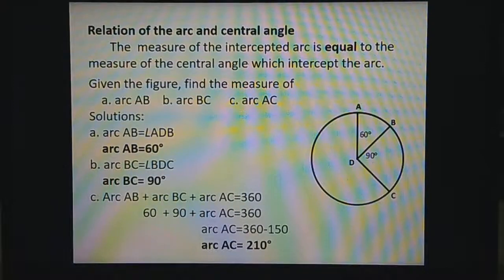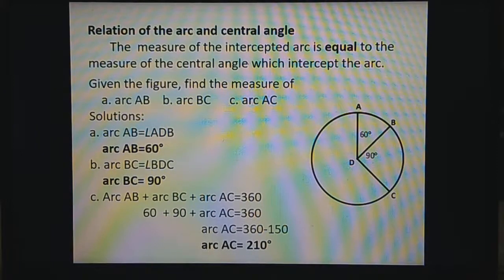Next. Relation of the arc and central angle. Sabi dyan, the measure of the intercepted arc is equal to the measure of the central angle. So, whatever the measure of the central angle, yun din ang measure ng kanyang intercepted arc. So, dito, ngayon, given the figure, find the measure of arc AB. Anong measure ng arc BC? At ano ang measure ng arc AC? Yung AC na tinutukoy ko dito is itong major arc AC.